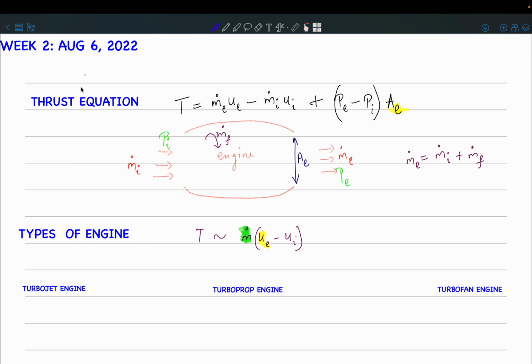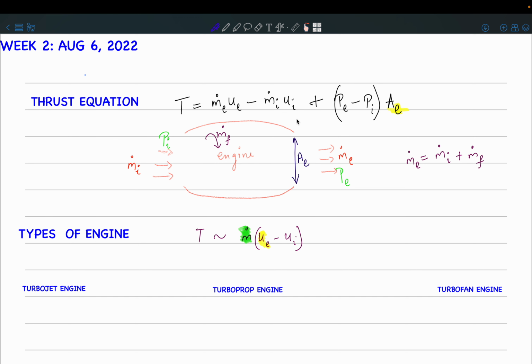Okay, so we'll start with the week 2 session with the tutorial. I hope the thrust equation for a turbojet engine has been discussed. So you must be familiar with this equation, the thrust that is generated by an engine. Is this equation familiar, how it is derived? Have you watched the lectures?